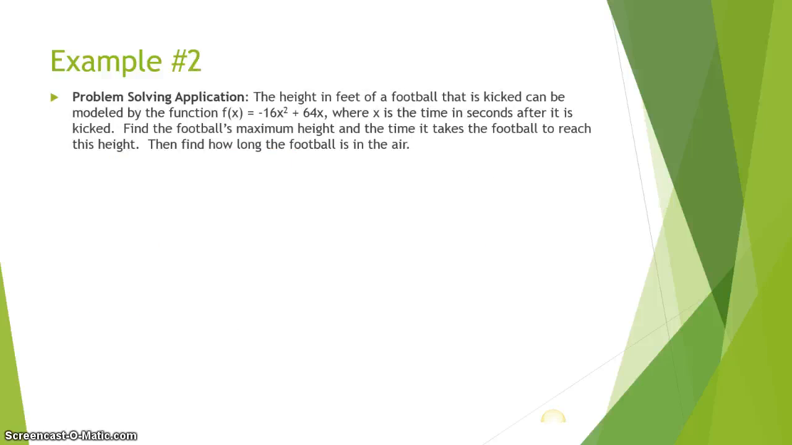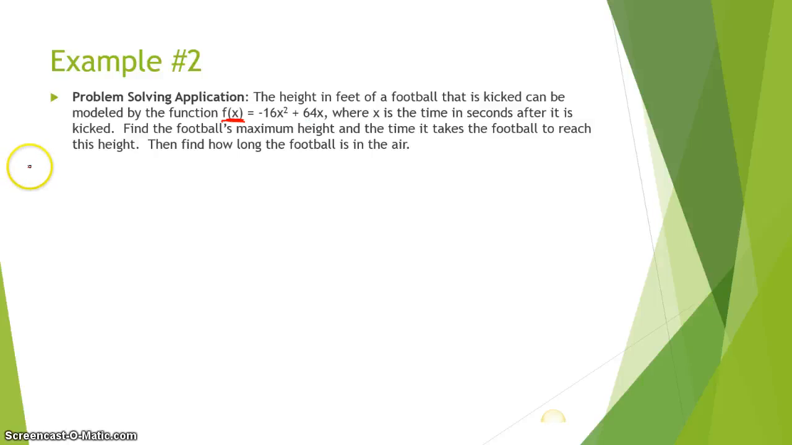Our second example here is a problem-solving application, so it is a word problem. It says the height in feet of a football that is kicked can be modeled by the function f of x. Remember, f of x is another way to state y equals -16x squared plus 64x, where x is the time in seconds after the ball is kicked. Find the football's maximum height and the time it takes the football to reach this height. We're then going to find how long the football is going to be in the air.